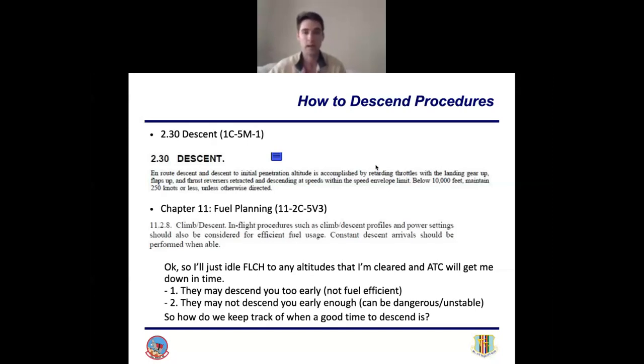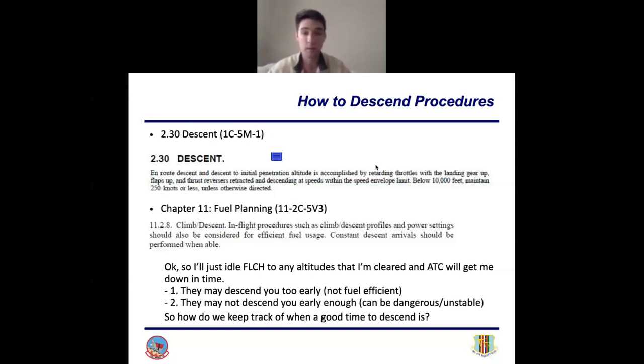So with all that said, I threw my blurb at the bottom. So with that, I'll just idle flitch to any altitude I'm cleared, and ATC will get me down in time, and I'll be good. The issue with that line of thinking is, one, they might descend you way too early, and if you've done good descent planning, you'll know they're descending me way before I need to. Let me descend slowly, maybe 500 feet per minute. And we'll talk about why 500 feet per minute is really the slowest you want to be descending.